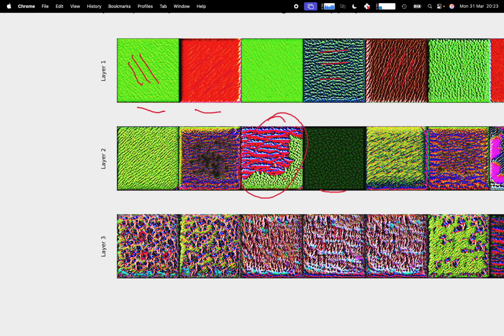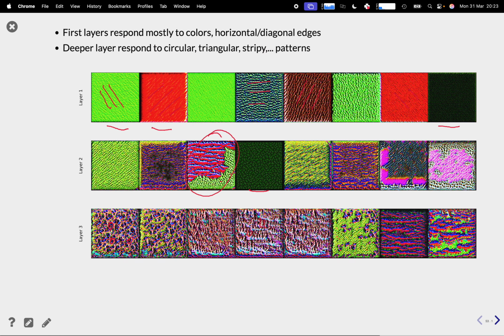Even deeper, it gets more interesting, so we can see circles appearing. So this one may actually be responding to circles in the images. Here we see also some round shapes maybe. On this scale it's a bit hard to see a lot of information, but we see that deeper in the layers at least, they respond to more sophisticated patterns in the image.